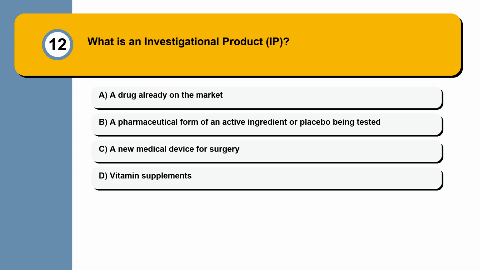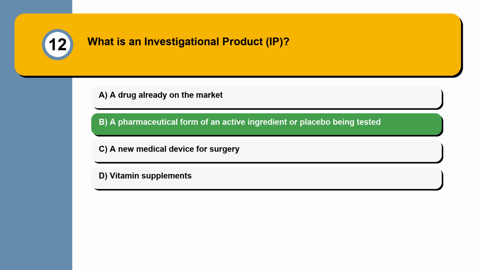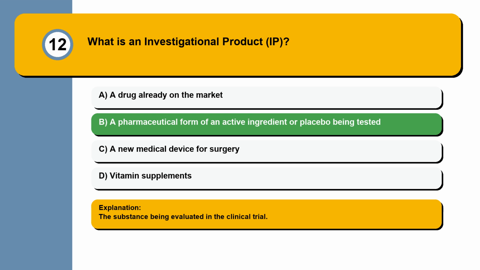Question 12. What is an investigational product, IP? A drug already on the market. A pharmaceutical form of an active ingredient or placebo being tested. A new medical device for surgery. Vitamin supplements. The substance being evaluated in the clinical trial.